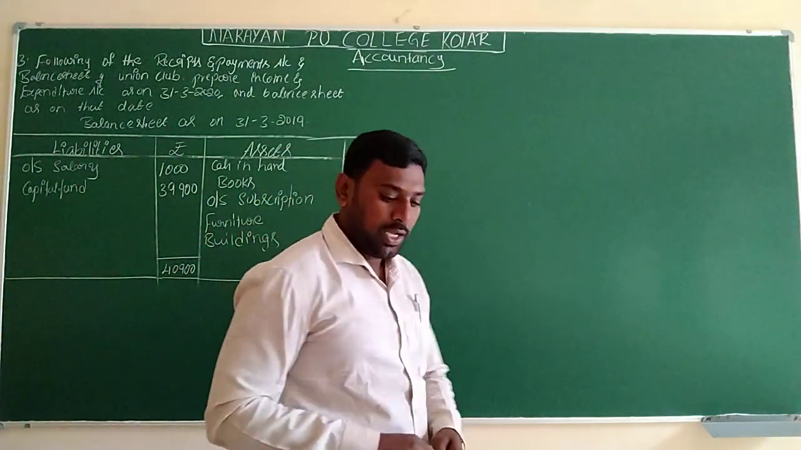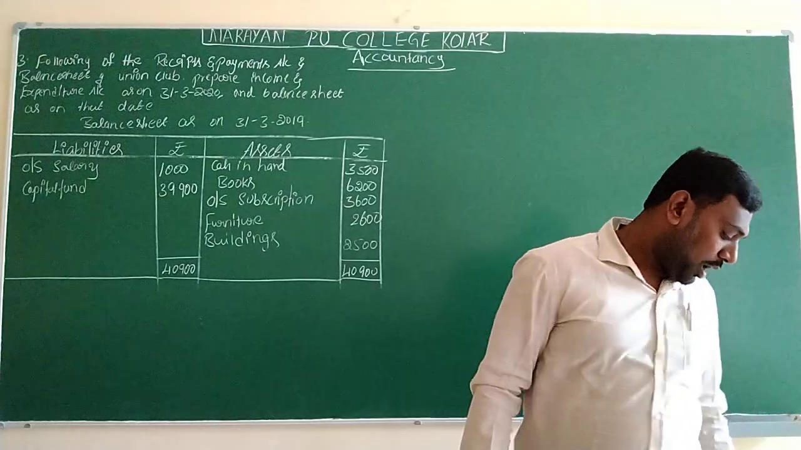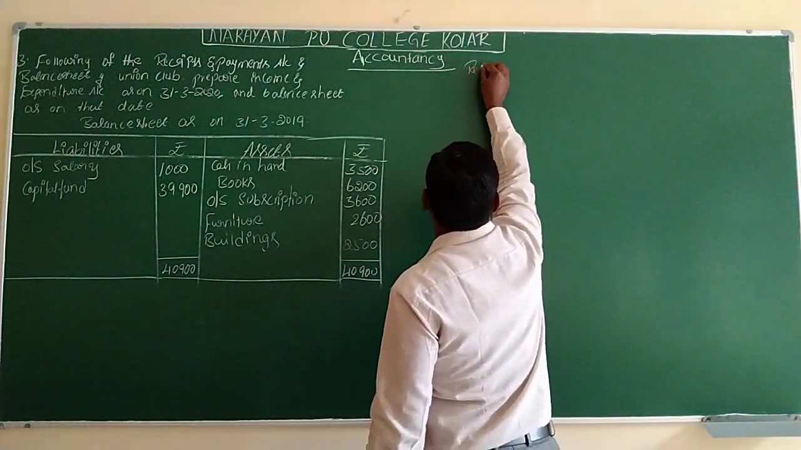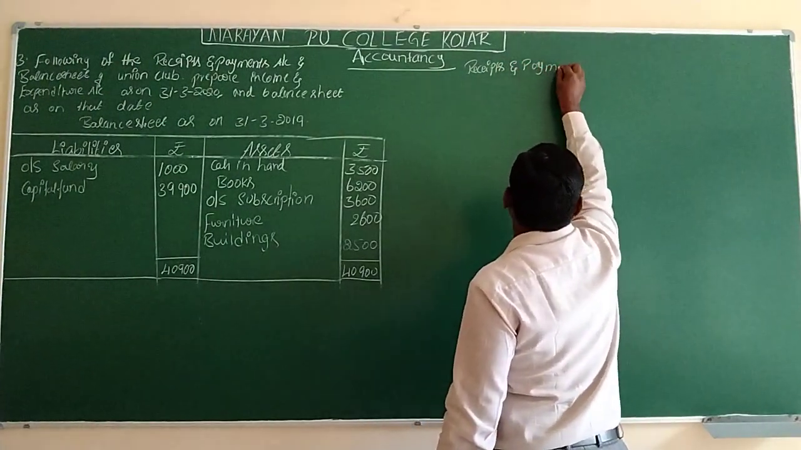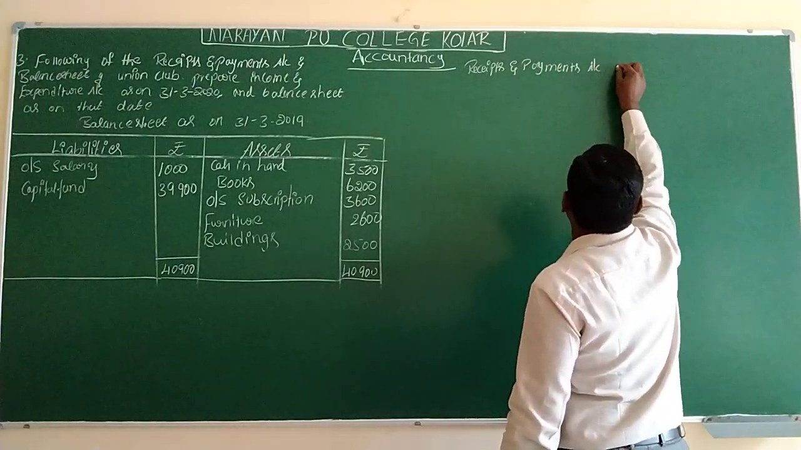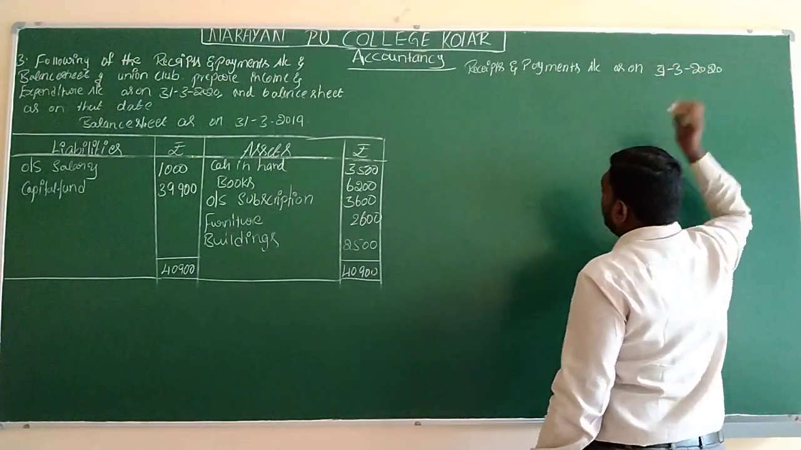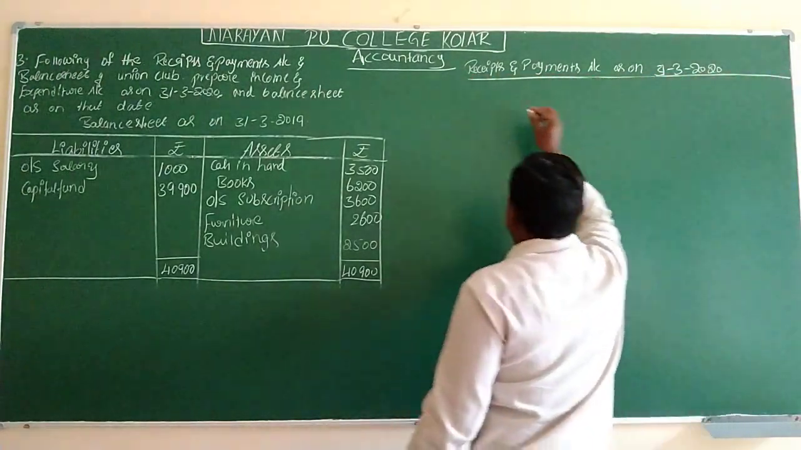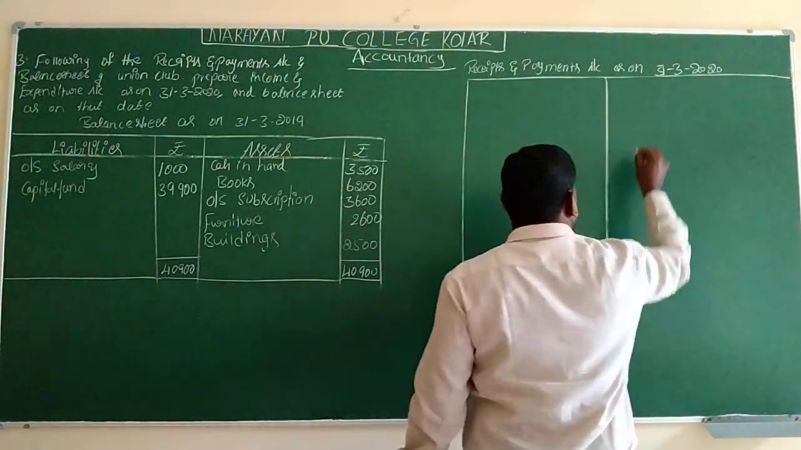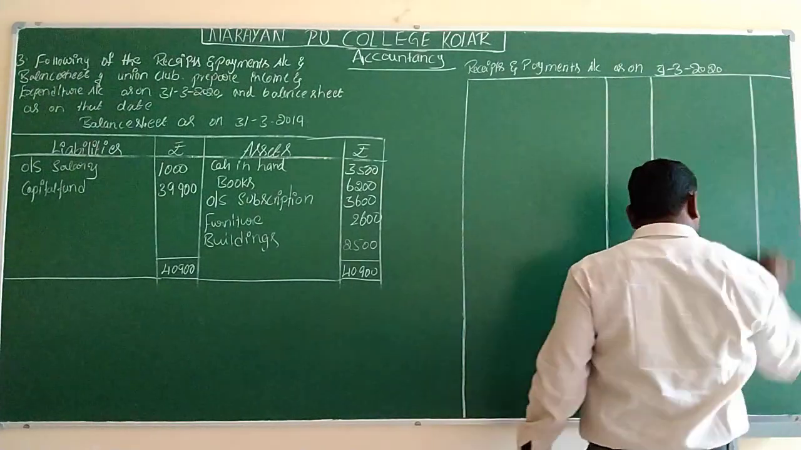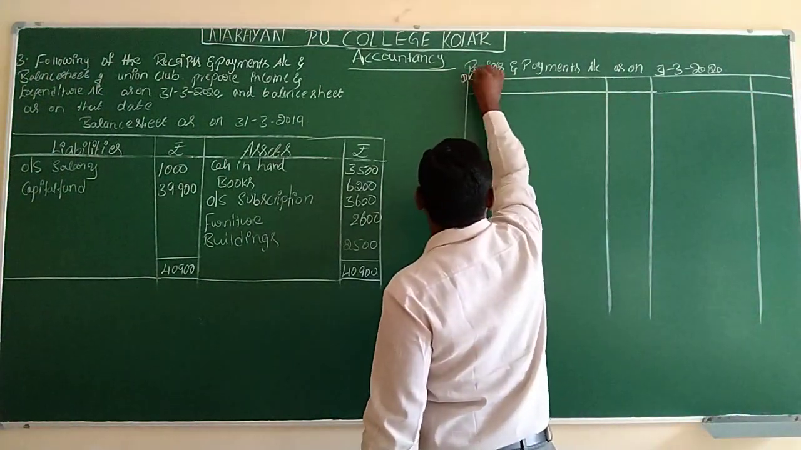That is about the balance sheet. Now let's look at the receipts and payments account. In the next slide, we will draw the columns for the receipts and payments account as on 31st March 2020. Receipts amount, payments amount. We will write debit and credit compulsorily for the question also.